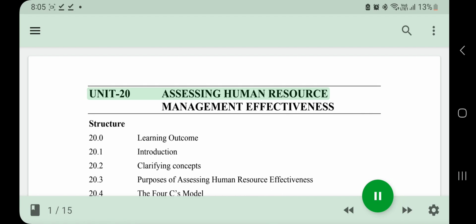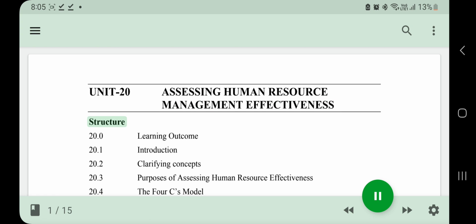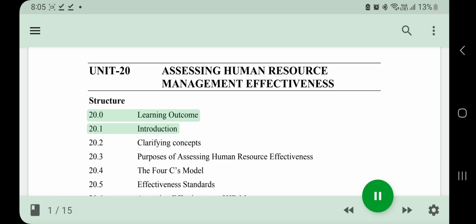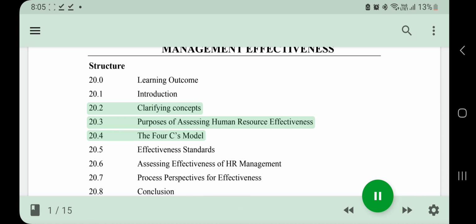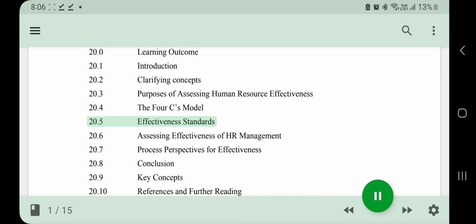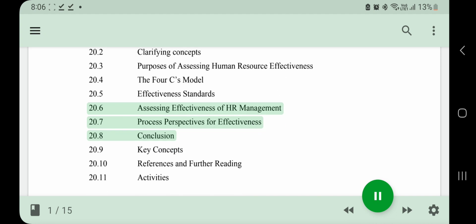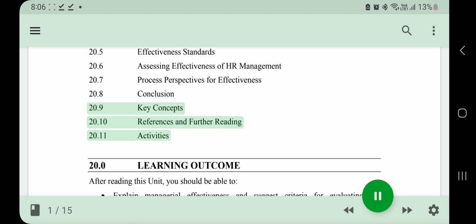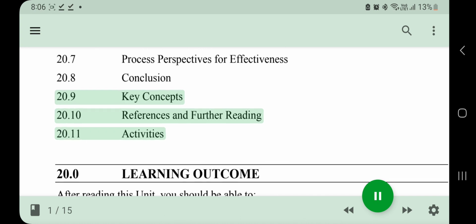UNIT 20 Assessing Human Resource Management Effectiveness. Structure: 20.0 Learning Outcome, 20.1 Introduction, 20.2 Clarifying Concepts, 20.3 Purposes of Assessing Human Resource Effectiveness, 20.4 The 4 Cs Model, 20.5 Effectiveness Standards, 20.6 Assessing Effectiveness of HR Management, 20.7 Process Perspectives for Effectiveness, 20.8 Conclusion, 20.9 Key Concepts, 20.10 References and Further Reading, 20.11 Activities.